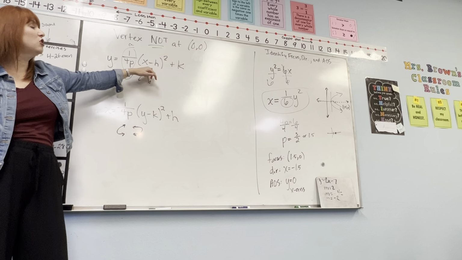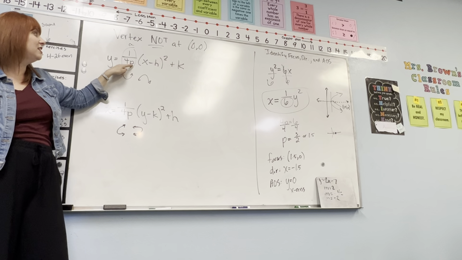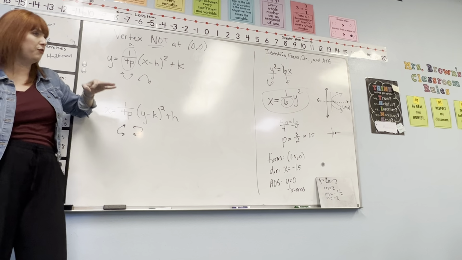So in this case, the vertex is moved, it's somewhere else. p is still the distance from the vertex to the focus. Okay.